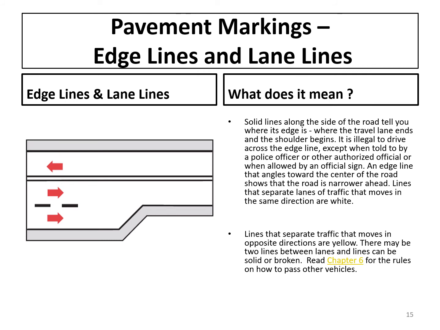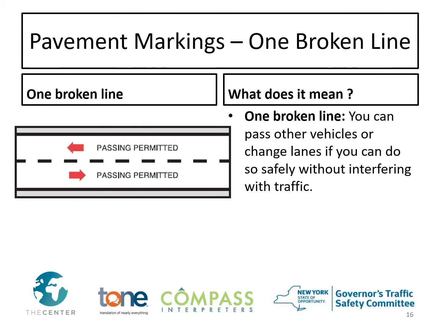An edge line that angles towards the center of the road shows that the road is narrower ahead. Lines that separate lanes of traffic that move in the same direction are white. Lines that separate traffic that move in opposite directions are yellow. There may be two lines between lanes, and lines can be solid or broken. Read Chapter 6 for the rules on how to pass other vehicles.